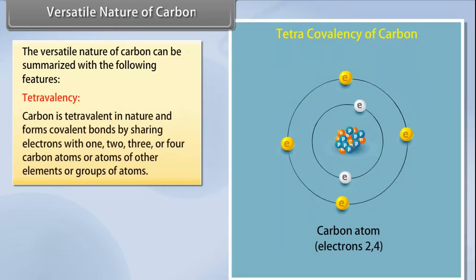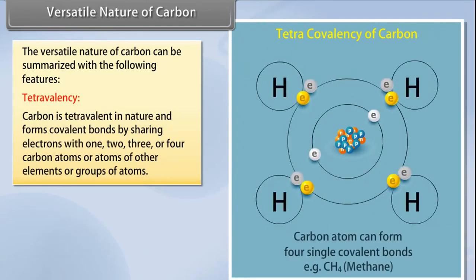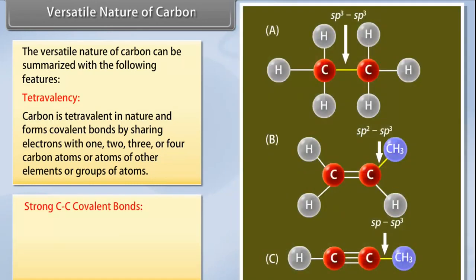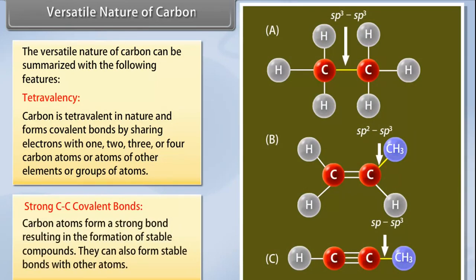Tetravalency. Carbon is tetravalent in nature. It always forms covalent bonds by sharing electrons with 1, 2, 3, or 4 carbon atoms or atoms of other elements or groups of atoms. Strong carbon-carbon covalent bonds. Carbon atoms form a strong bond resulting in the formation of stable compounds.